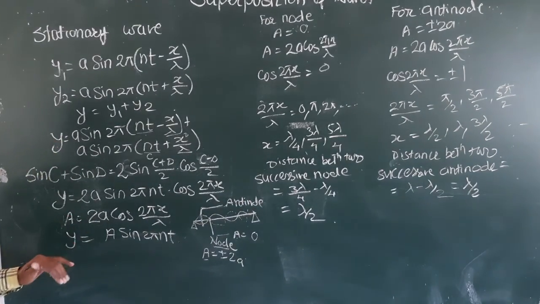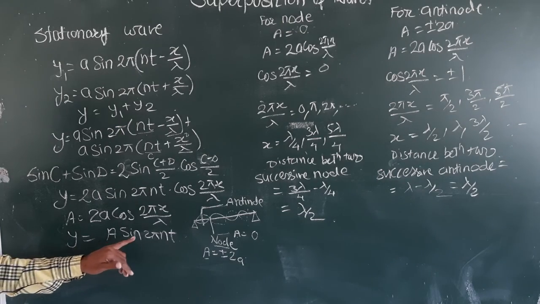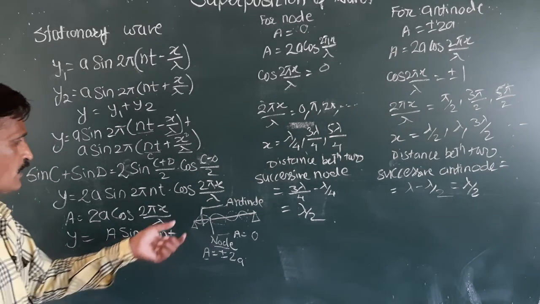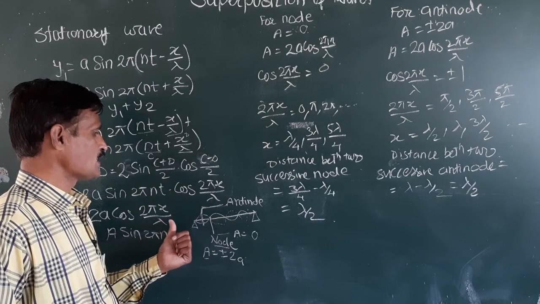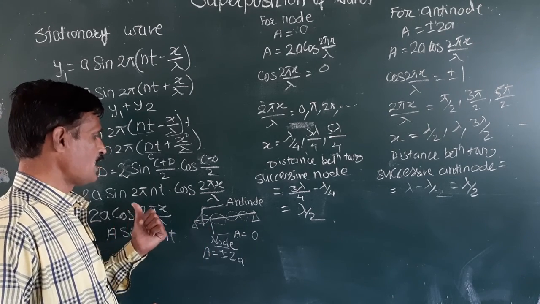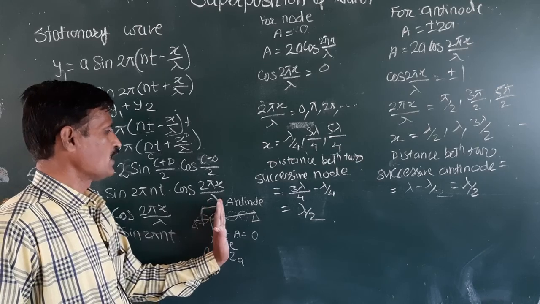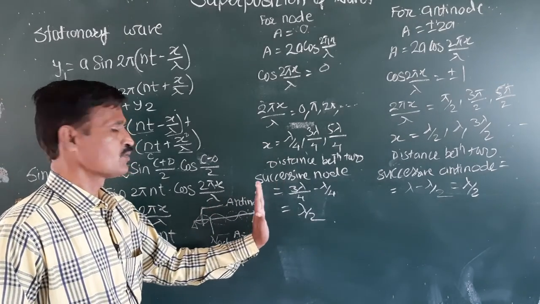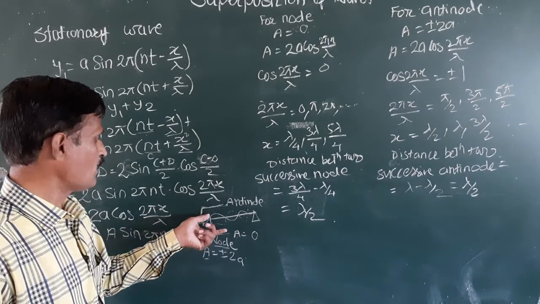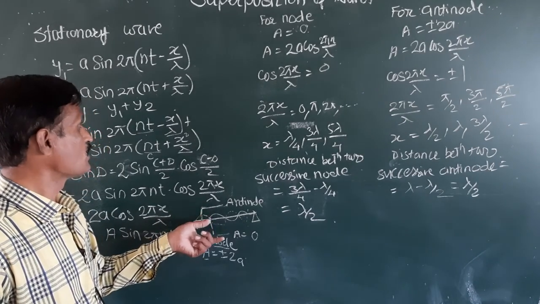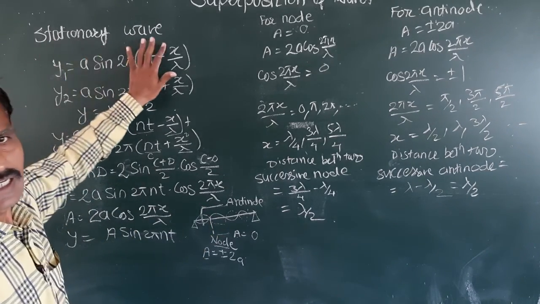Now, in this case, y is equal to A sin 2 pi nt. These waves are neither traveling in the backward direction to the left side, nor traveling in the forward direction to the right. It remains stationary. Therefore, this wave is called a stationary wave.